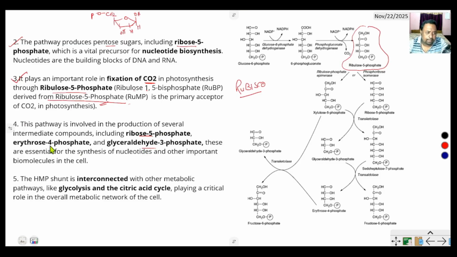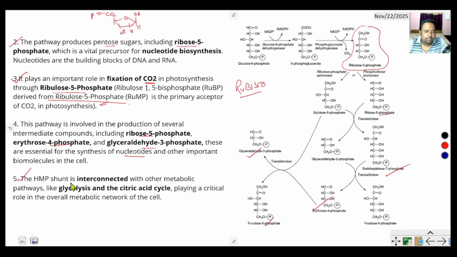Okay. Number 4, this pathway is involved in the production of several intermediate compounds like ribose 5-phosphate, glyceraldehyde 3-phosphate, erythrose 4-phosphate, fructose 6-phosphate, sedoheptulose 7-phosphate, and ribose 5-phosphate. All are essential for the synthesis of nucleotides and other important biomolecules in the cell.